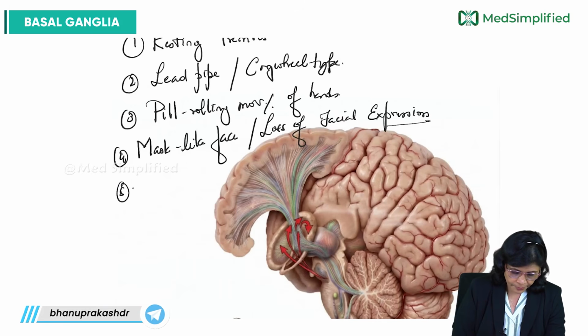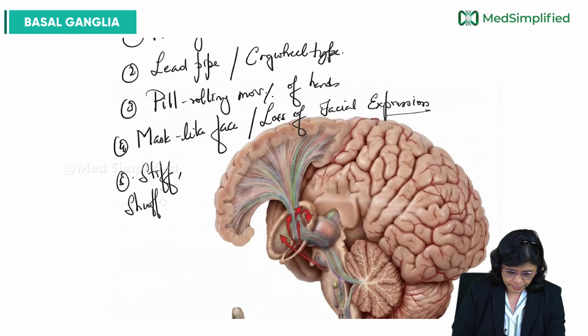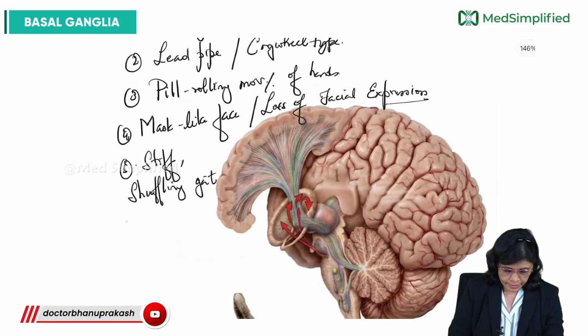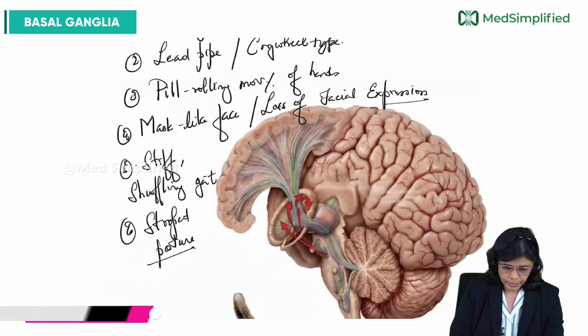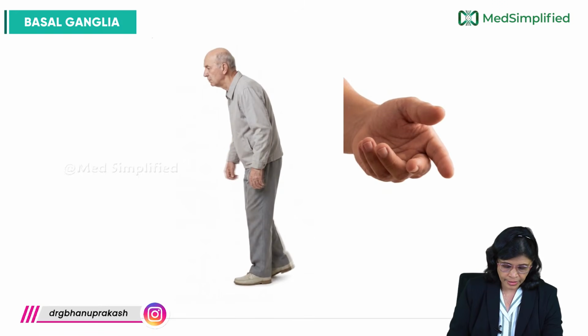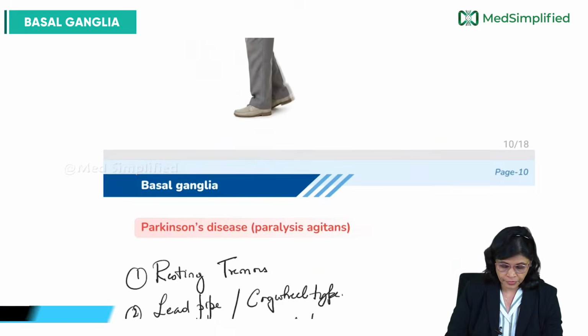And then we see stiff shuffling gait, and this is basically because of the rigidity of joints. Then the posture is stooped, and there will be generalized slowing down of movement. So when we see here, the patient will be stooped in posture with general slowing down of movements. Then there is the stiff shuffling gait.